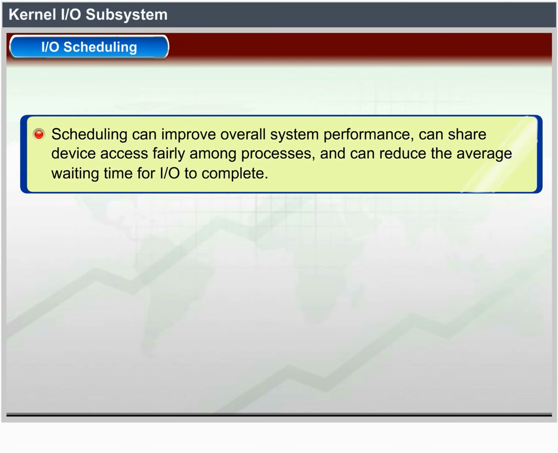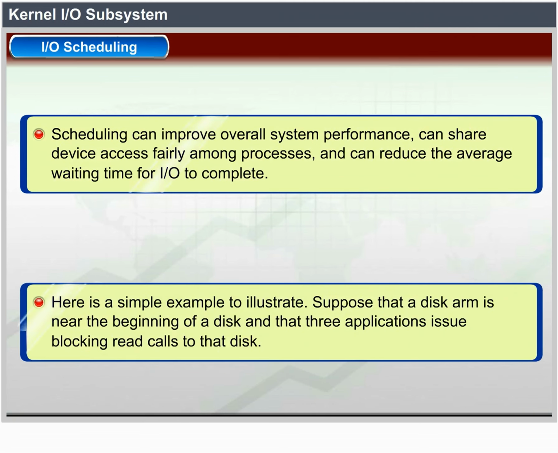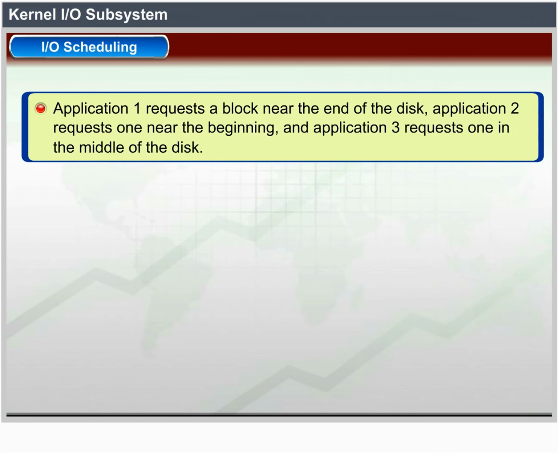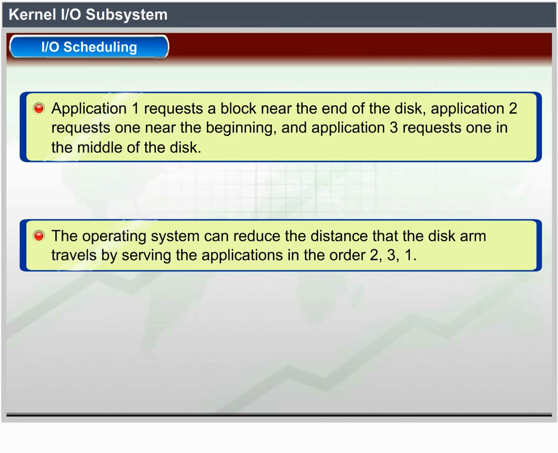Suppose that a disk arm is near the beginning of a disk and that 3 applications issue blocking read calls to that disk. Application 1 requests a block near the end of the disk, Application 2 requests one near the beginning, and Application 3 requests one in the middle of the disk. The operating system can reduce the distance that the disk arm travels by serving the applications in the order 2, 3, 1. Rearranging the order of service in this way is the essence of input-output scheduling.